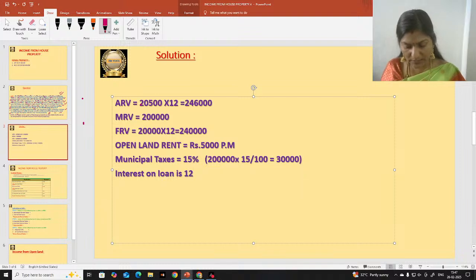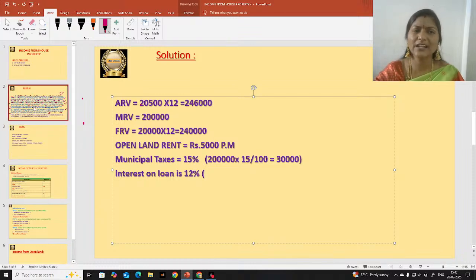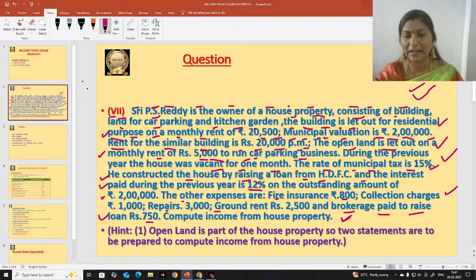So it is how much percentage? Interest on loan 12%. So we should calculate that interest on the outstanding loan amount, because the total loan he has not cleared, only some amount of loan is there, outstanding loan. Outstanding means what? Still that much of loan is pending to pay. So how much is it? Outstanding loan amount is 2 lakhs. So on 2 lakhs we should calculate interest.